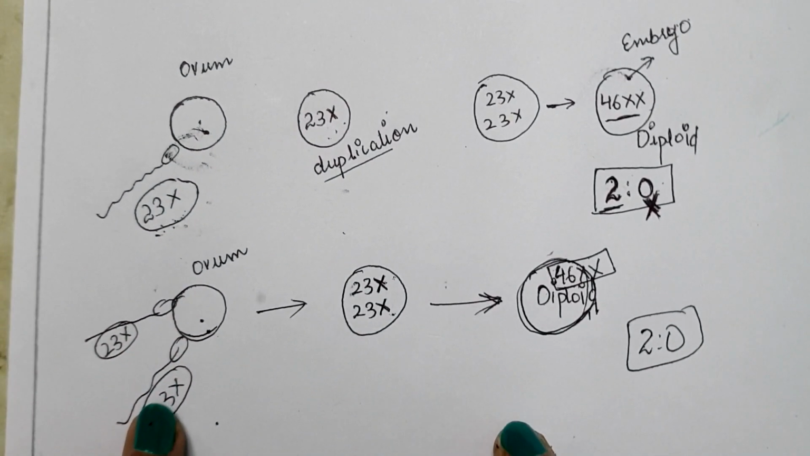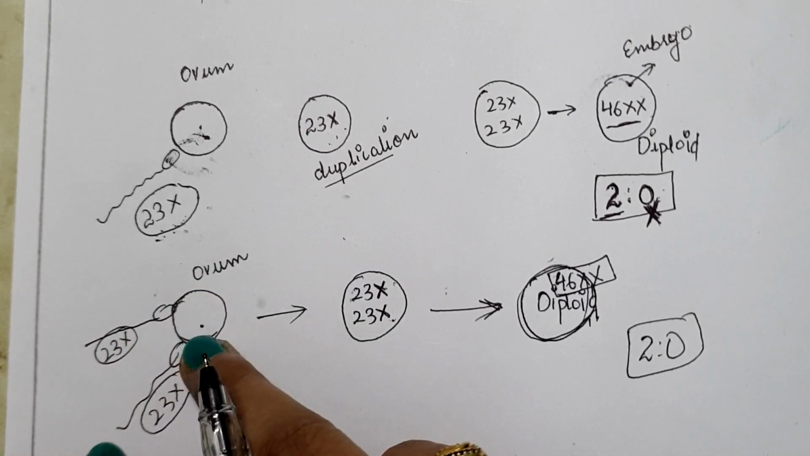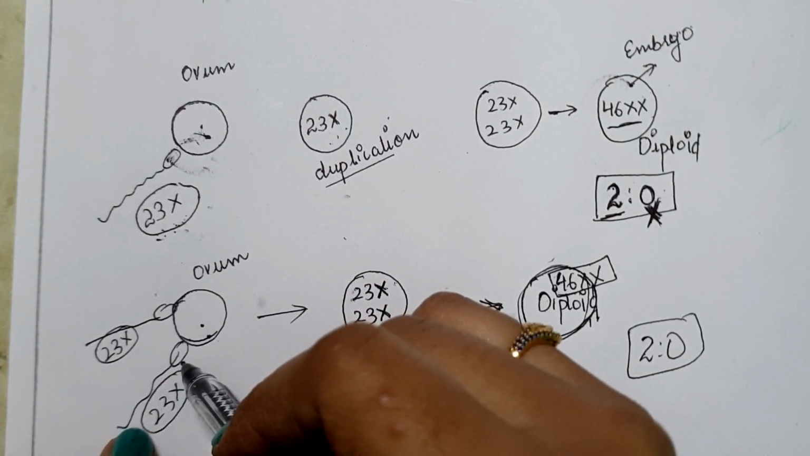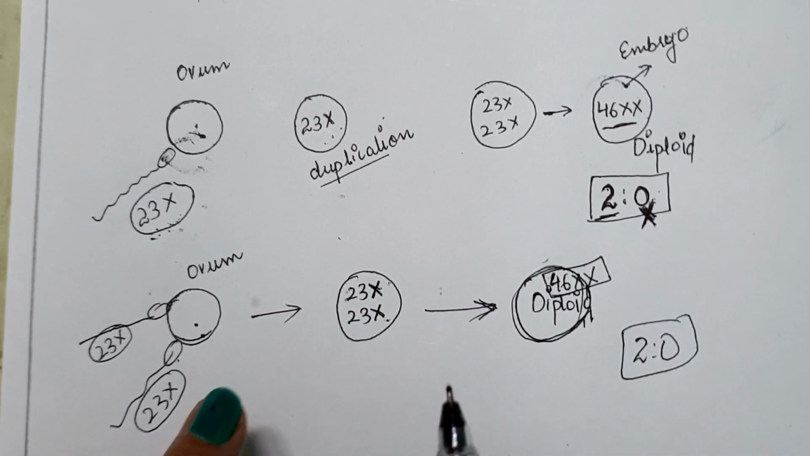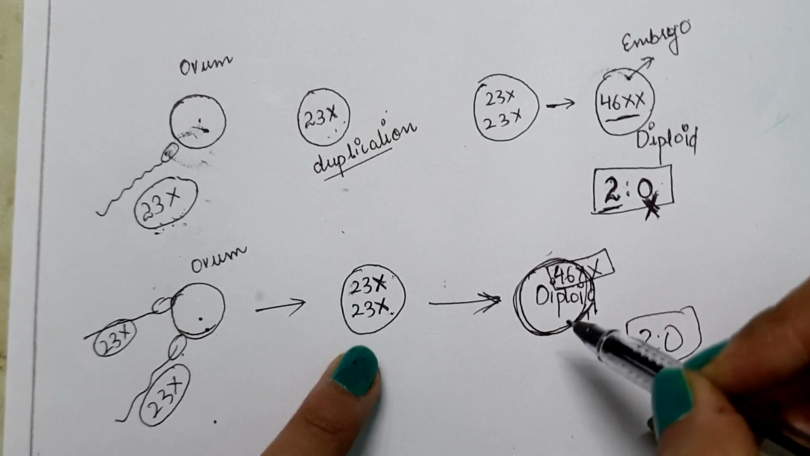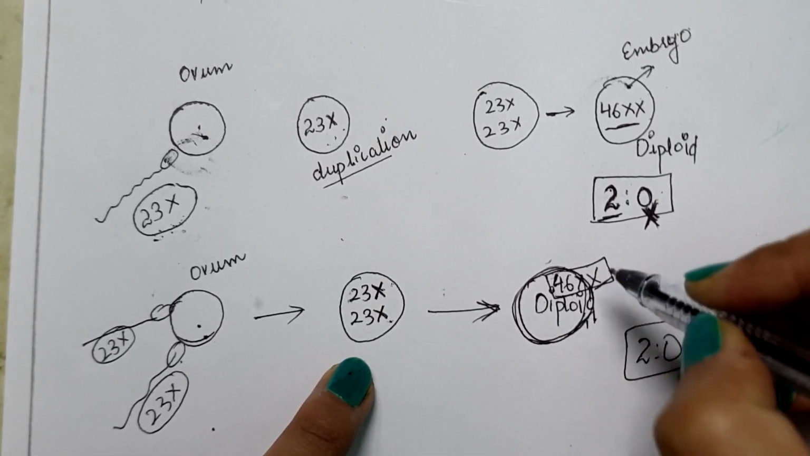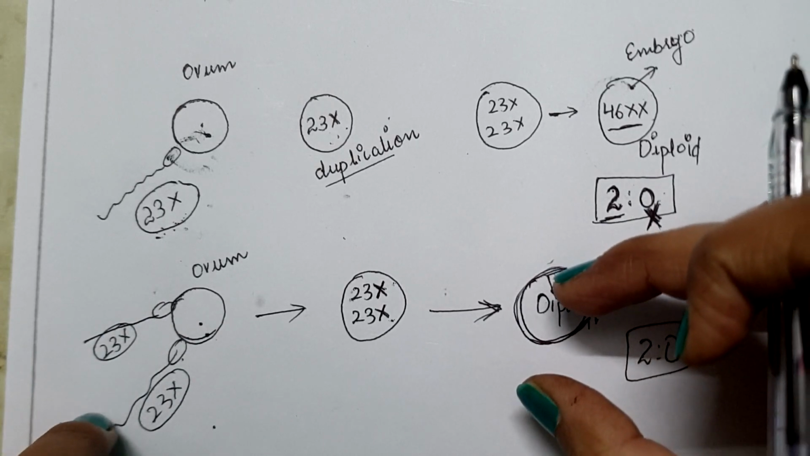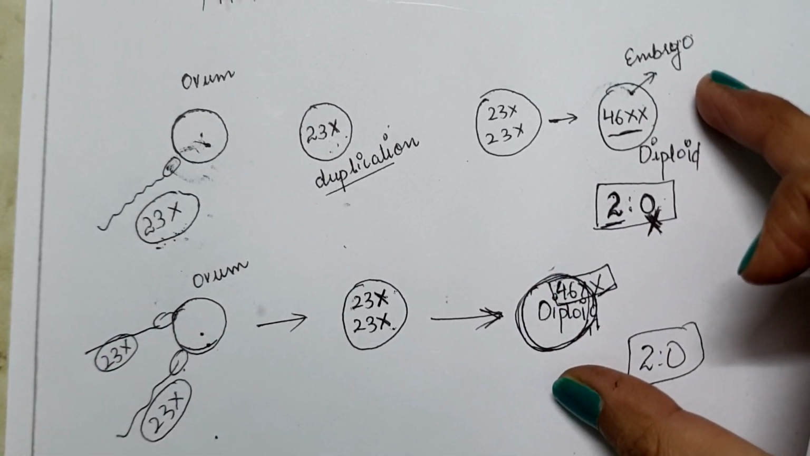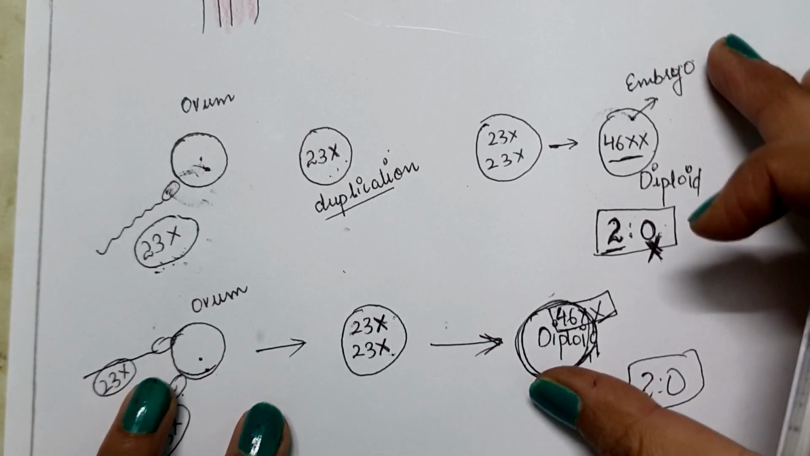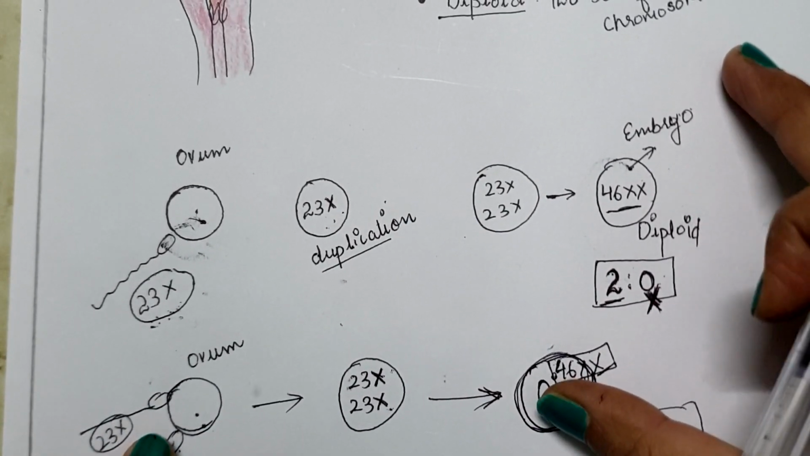Or sometimes the empty ovum is fertilized by two haploid sperms, and then it becomes diploid, meaning it consists of two sets of chromosomes, both from the paternal side. So there is no genetic material from the maternal side, because of which the complete hydatidiform moles are formed.